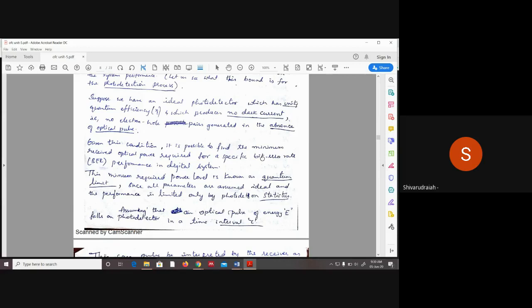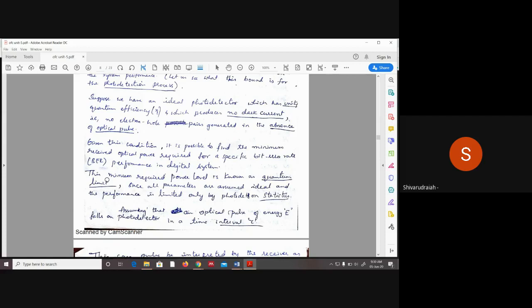So I'll repeat again. Given the condition that the photodetector is offering a unity quantum efficiency and no dark current noise, it is possible to find the minimum received optical power required for a specific bit error rate performance in a digital system. So this minimum required power level is known as quantum limit. What is the minimum required optical power for achieving a specified bit error rate?